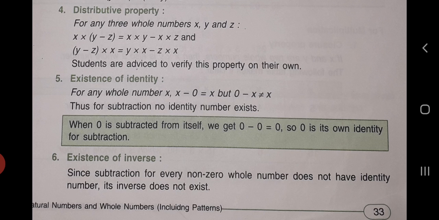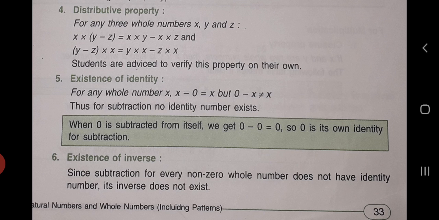So for subtraction no identity number exists. When 0 is subtracted from itself, we get 0 minus 0 equals 0. So 0 is its own identity for subtraction. Next, coming to the existence of inverse. Since subtraction for every non-zero whole number does not have an identity number, its inverse does not exist.